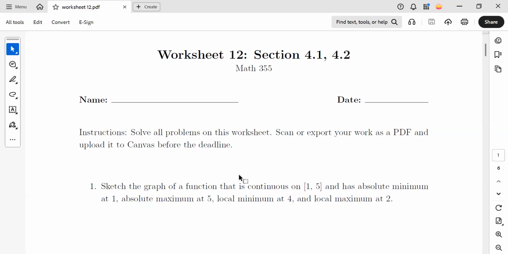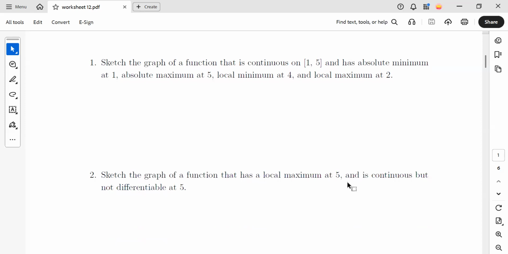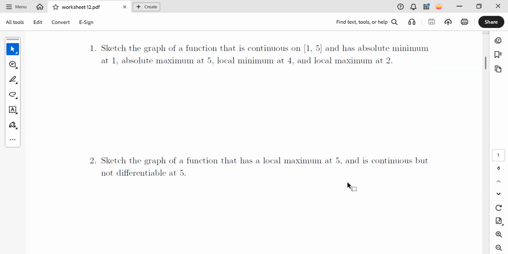continuous on the closed interval 1 to 5, and has absolute minimum at 1, absolute maximum at 5, local minimum at 4, local maximum at 2. You may sketch another graph or something like a version of this one, but this is a correct graph that you may want to have.